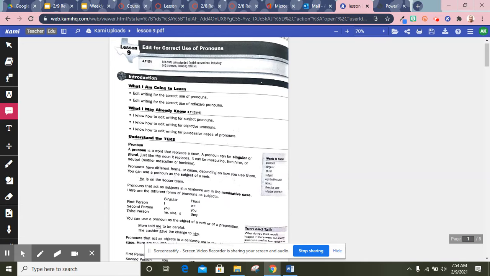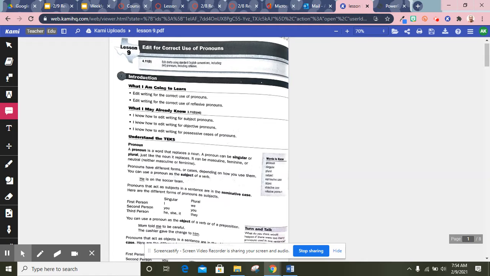The TEKS for today is editing drafts using standard English conventions, including pronouns, and that means relative ones too. I know that we just did some relative pronouns yesterday on our review lesson, so I cannot wait to see how awesome y'all do at this.